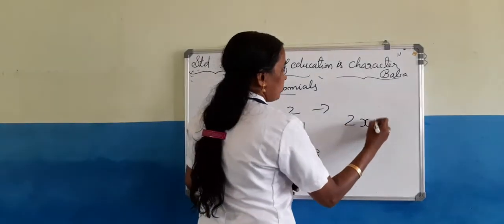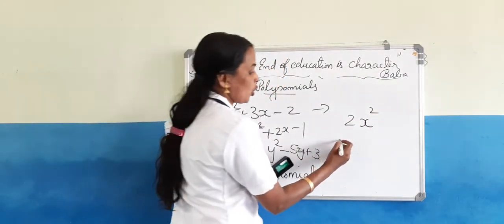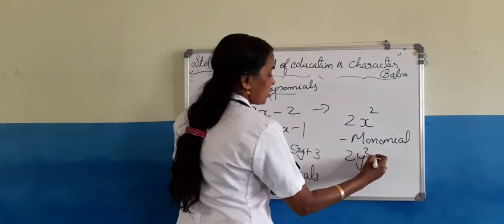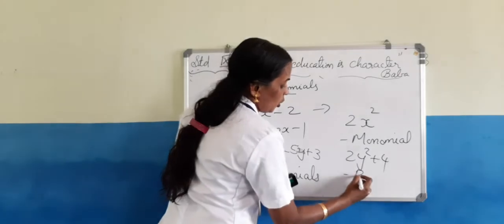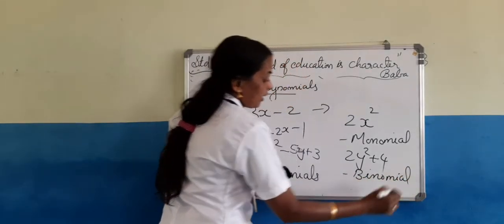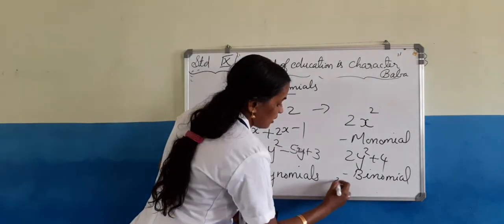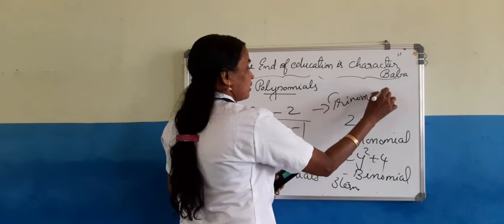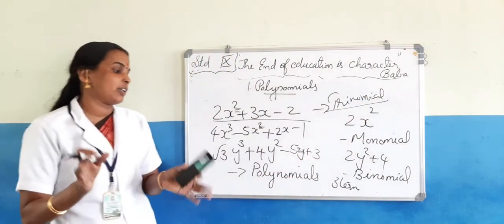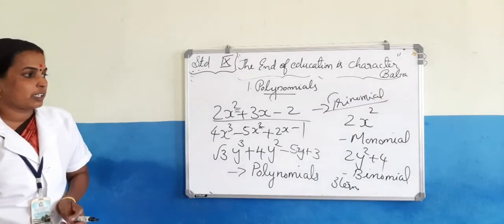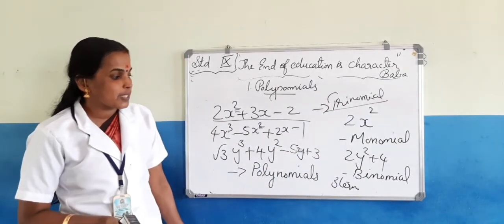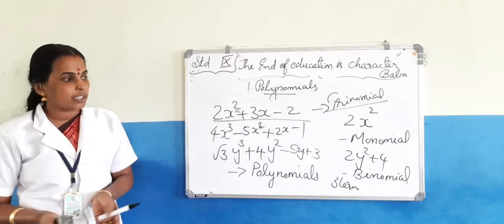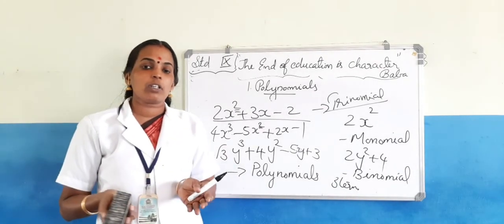If there is one term in a polynomial, we can call that a monomial. If there are 2 terms, like 2y square plus 4, we can call that a binomial. A 2-term polynomial is called a binomial. And if there are 3 terms, like this example, this is called a trinomial. If there are more than 3 terms together, we can call that a polynomial. So, if one term is there, it is called a monomial. If 2 terms are there, it is called a binomial. If 3 terms are there, it is called a trinomial. And more than 3 terms, together we can call monomial, binomial, trinomial as a polynomial.